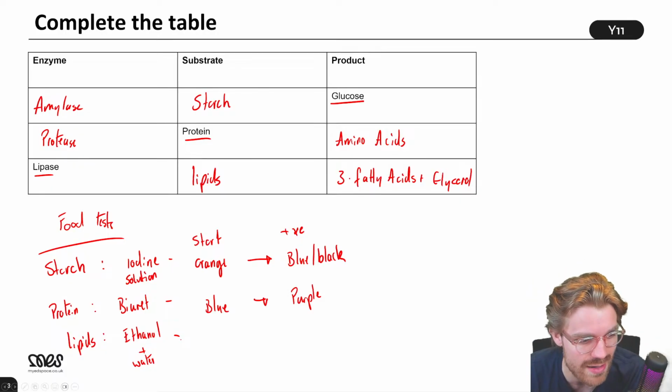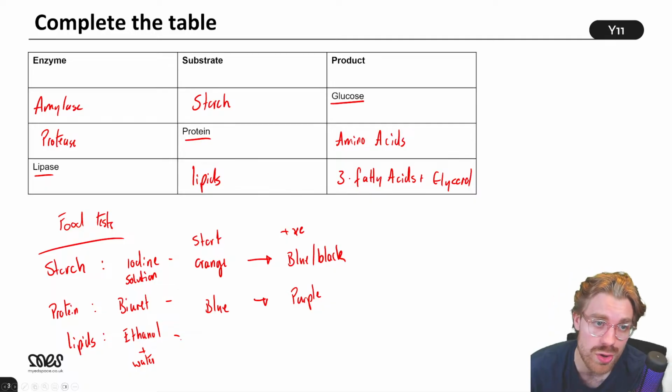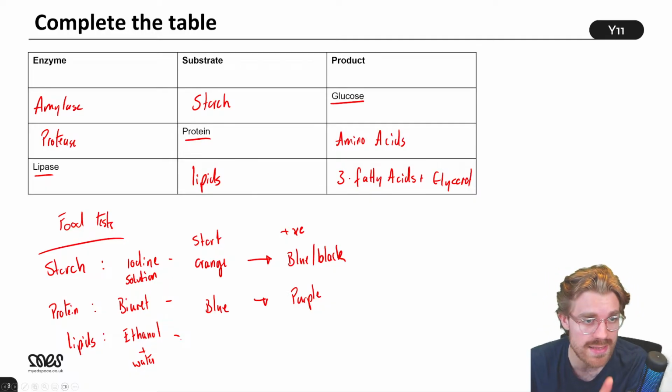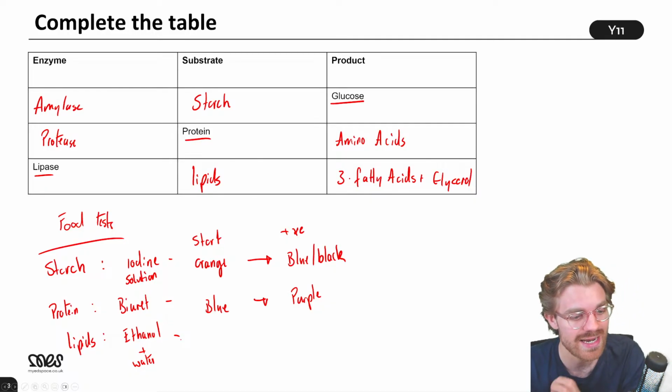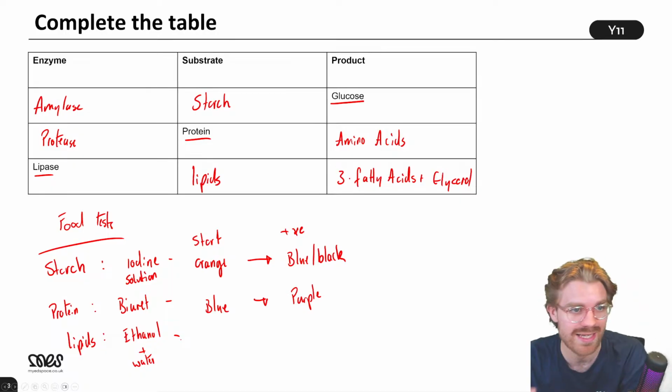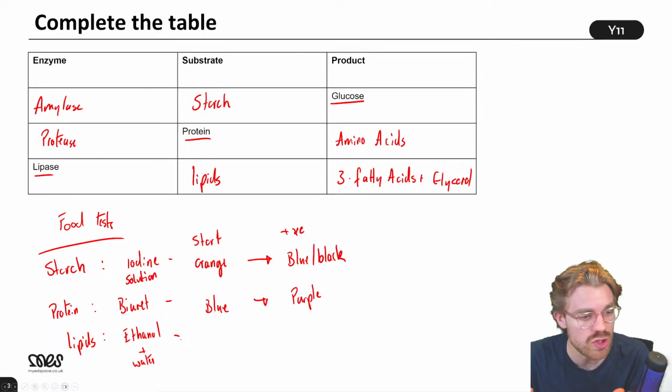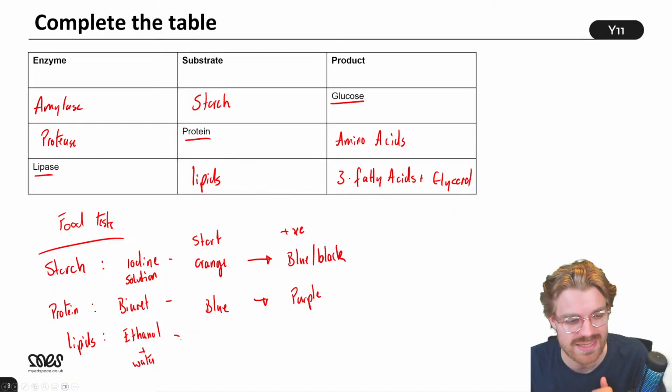Now, some of you might be thinking Sudan 3. Kwamnaz says Sudan 3. Now, Sudan 3 is another one that you could say, but you need to know the ethanol and water because in exam questions, they might tell you about the ethanol test or they might give a description of the ethanol test and you need to know they're testing for lipids, exactly.